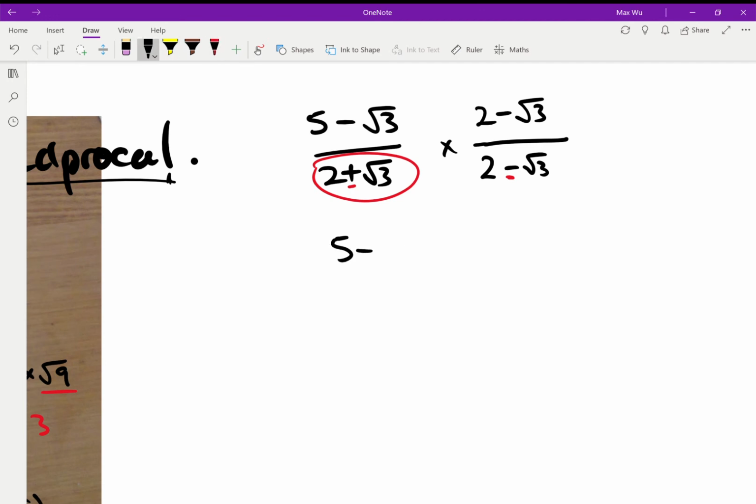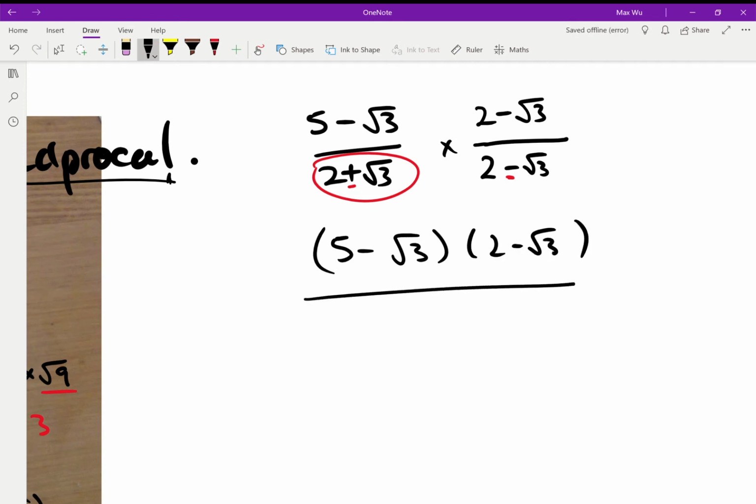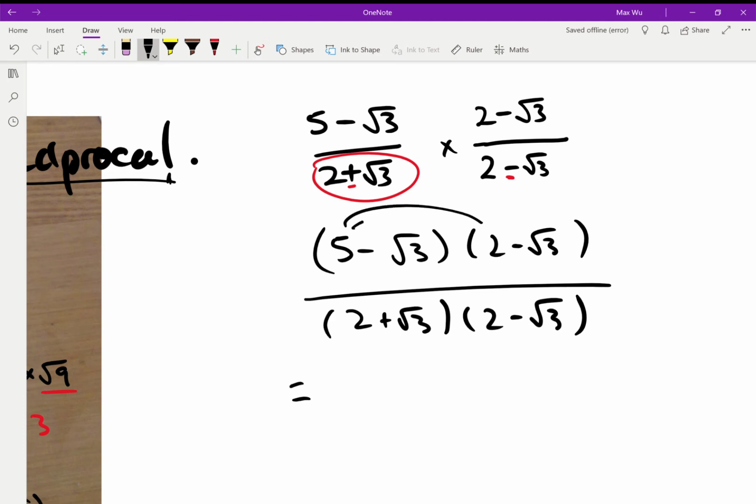So we'll get 5 minus square root 3 times 2 minus square root 3, and on the bottom 2 plus square root 3 times 2 minus square root 3. And we'll simplify this. Same FOIL, I know you guys have done this, basic quadratics. We'd get 5 times 2 is 10. 5 times negative square root 3 is negative 5 square root 3. Square root 3 times 2 is negative 2 square root 3. And negative square root 3 times negative square root 3 is positive 3, because negative and negative make a positive, and square root times square root makes it a full number.